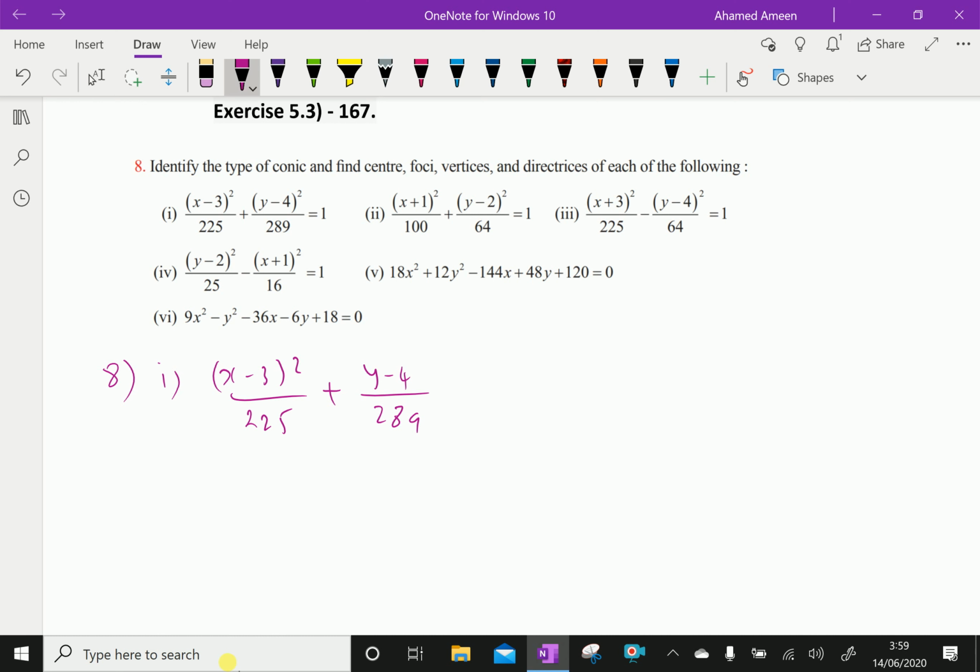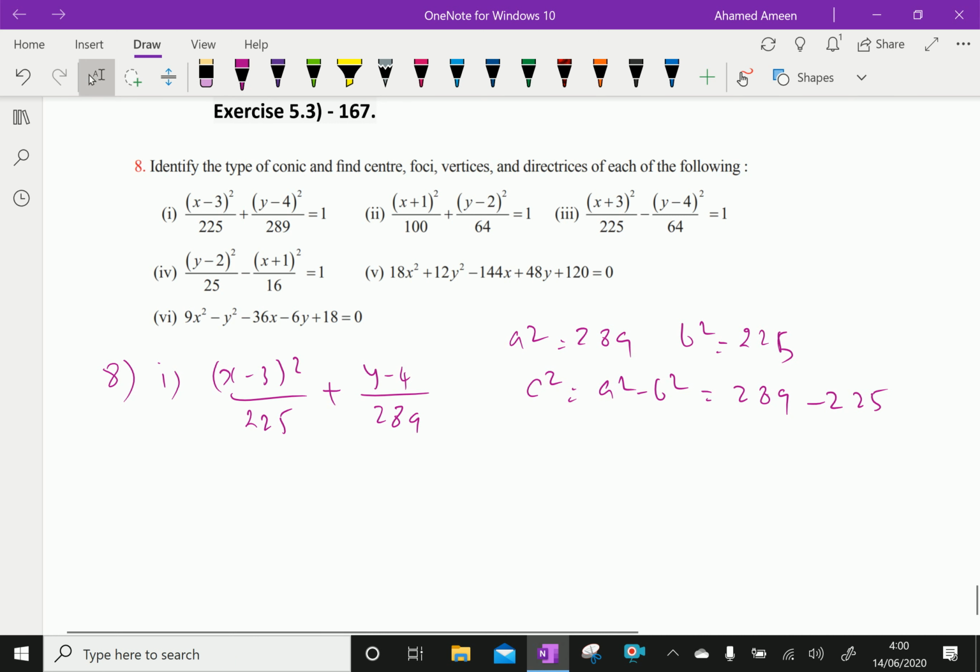Here a square is major axis 289, therefore a square is 289, b square is 225, c square equals a square minus b square, 289 minus 225 equals 64. C square is 64, which gives c equal to 8, because 8 square is 64.